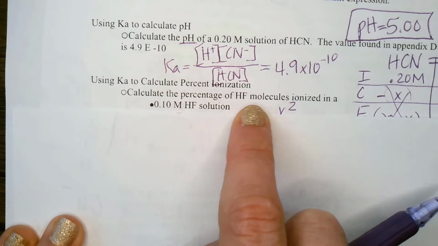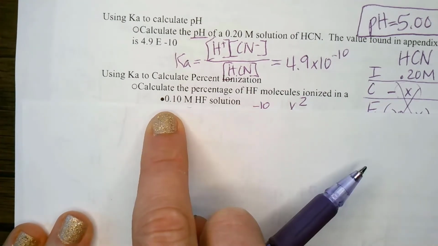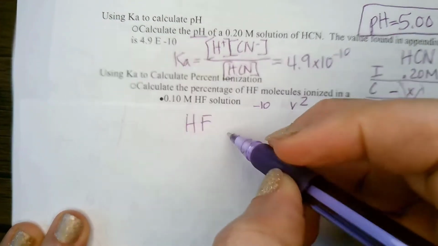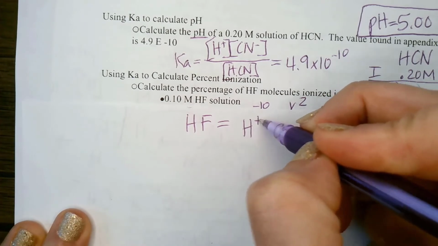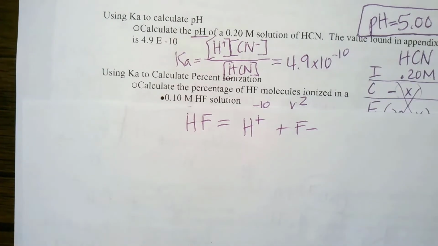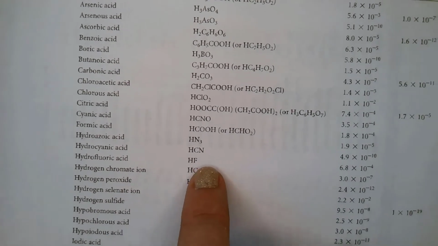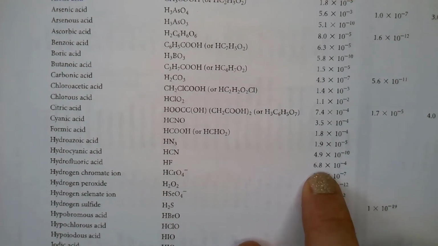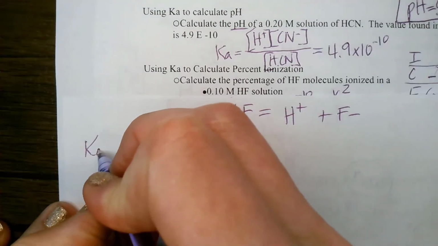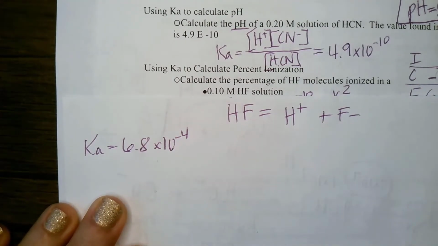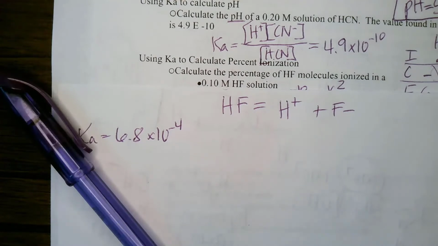Let's use Ka to calculate percent ionization. So we need to calculate the percentage of hydrofluoric acid molecules that are ionized in a 0.1 molar HF solution. So let's write down HF in equilibrium with H plus and F minus. And let's look up on our appendix to find hydrofluoric acid. So we have hydrofluoric acid, HF, and its Ka would be 6.8 times 10 to the negative 4. So let's write that down.